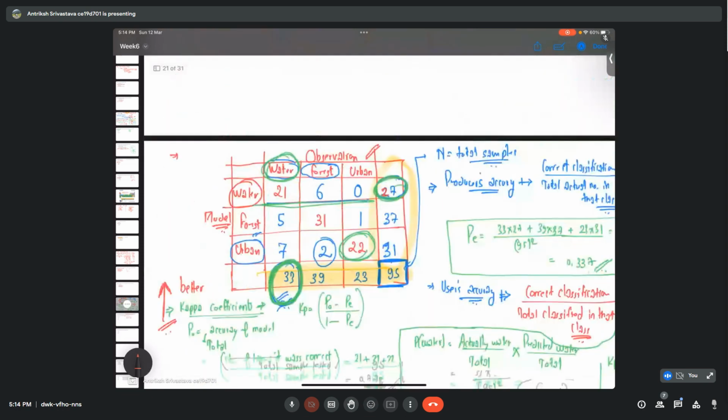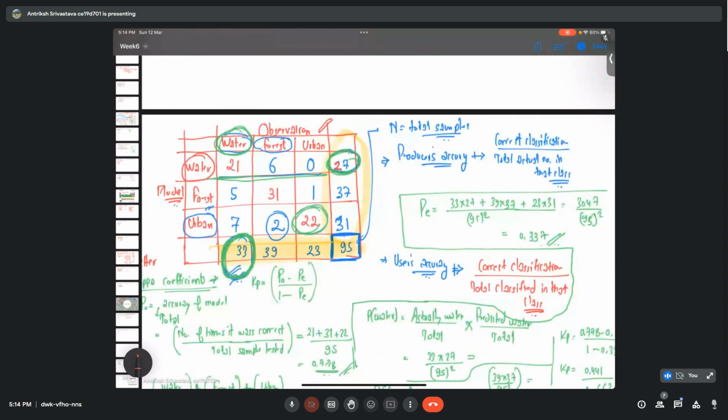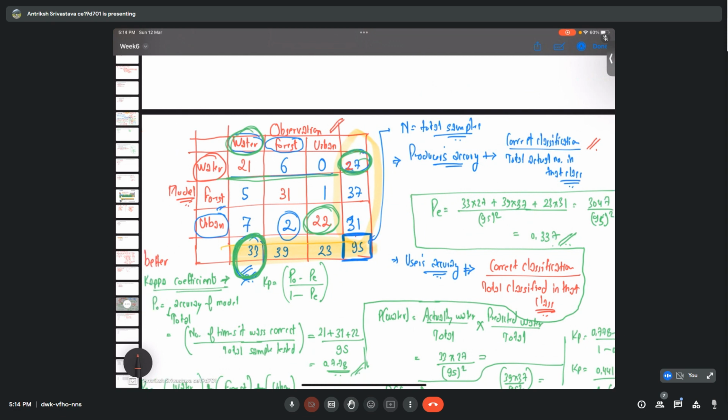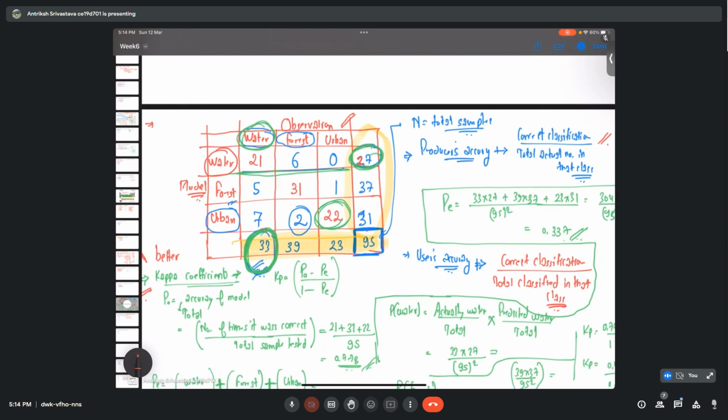See, when we are doing producer's accuracy, it is for one element. So in that case, we have to see what is correctly classified. So out of 33 available for water, 21 was correctly classified.